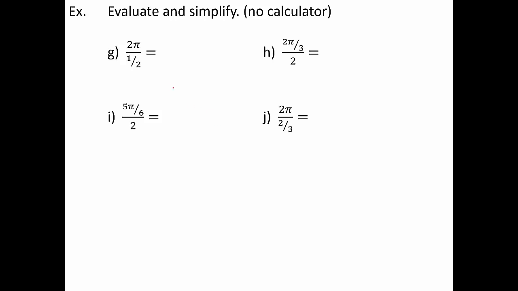So looking at the first one, we have 2 pi over 1/2. Keep in mind, 2 pi literally means 2 times pi. It's just a multiplication problem. We're following the same rules and order of operations as always. I see a fraction within a fraction, so I'm going to move the 2 upstairs. That gives me 2 pi times 2 over 1. The 1 no longer matters. It's just 2 pi times 2. The answer is 4 pi.